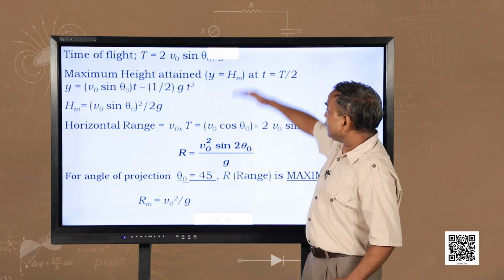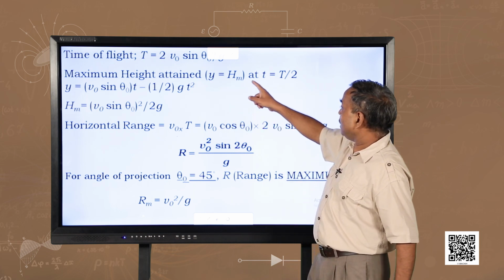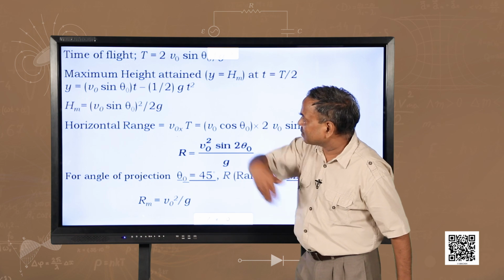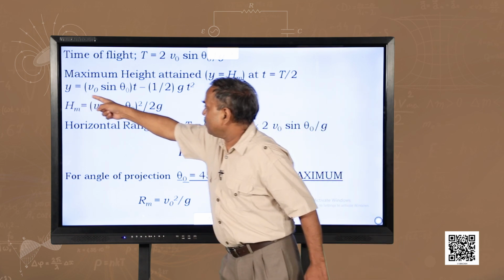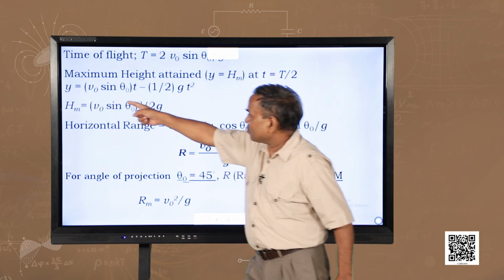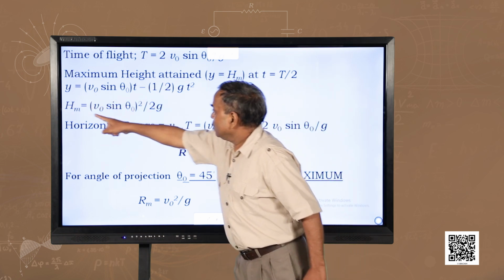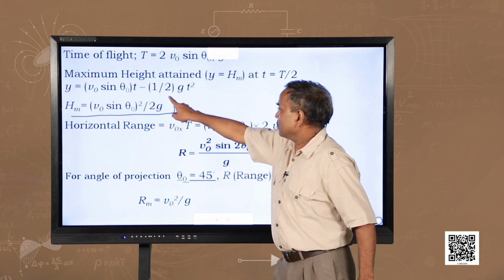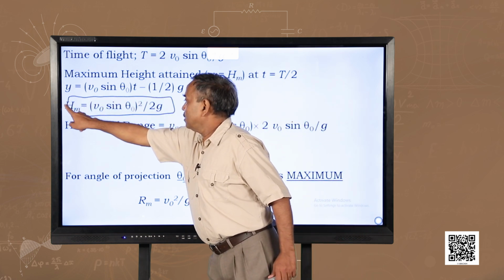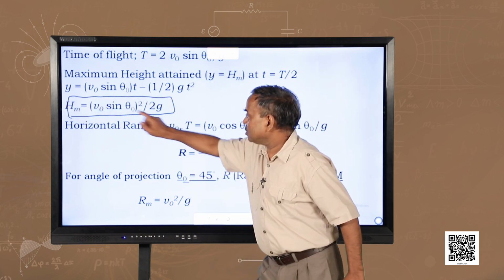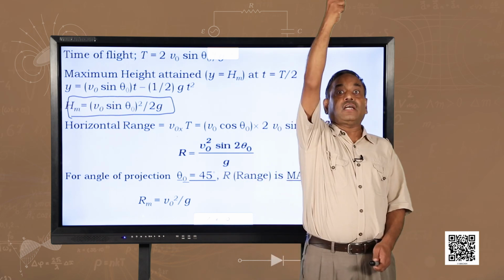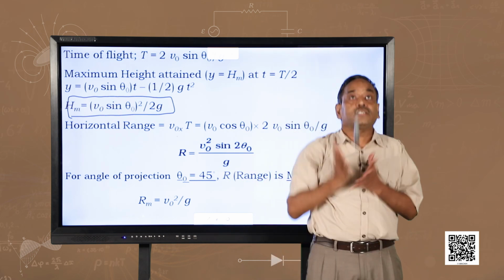Next. Now, time of flight is this. So, maximum height attained in this case: y is equal to h m at t is equal to t by 2. You can find out what is the displacement in y direction. You remember this equation, parabola equation, right. Now, this equation again, if you put all these values, you will get this answer.